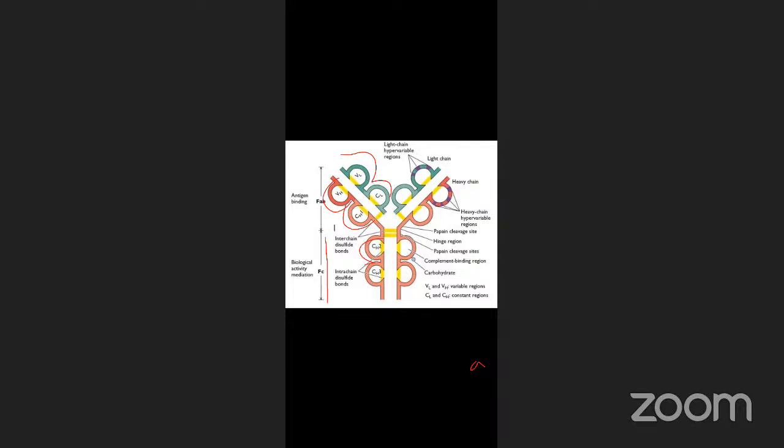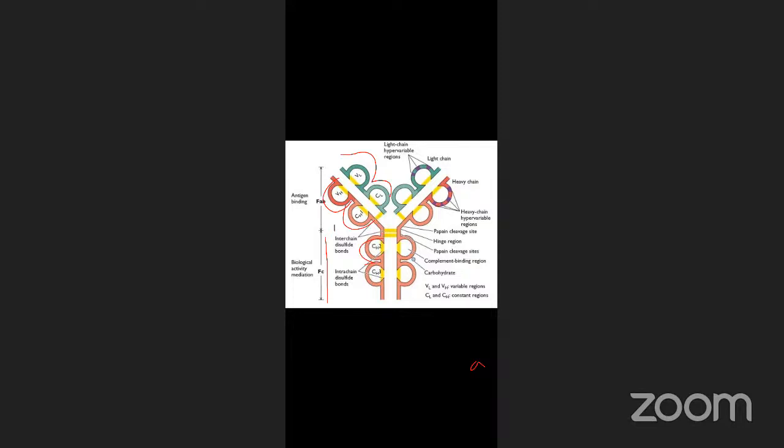VH means variable heavy chain domain. CH means constant heavy chain domain. VL means variable light chain domain. CL means constant light chain domain. Okay, these are the terminologies. And CH2 means constant heavy chain domain two, CH3 constant heavy chain domain three. So there are four heavy chain domains: one is VH and another three are the constant heavy chain region domains.